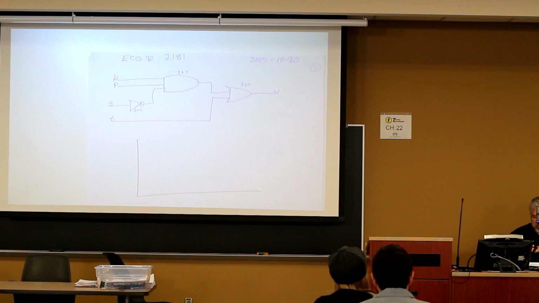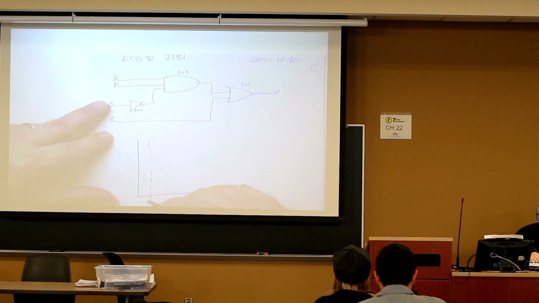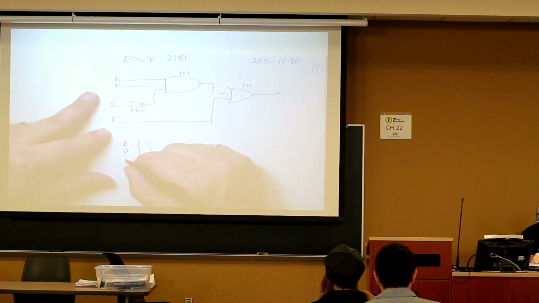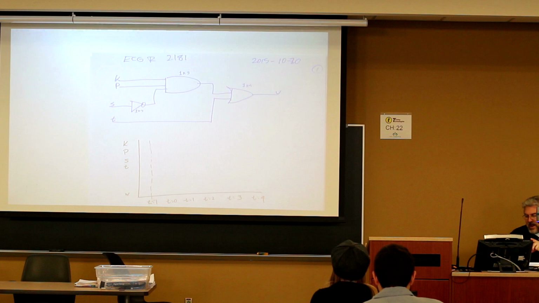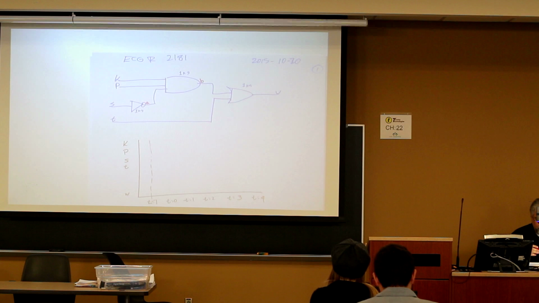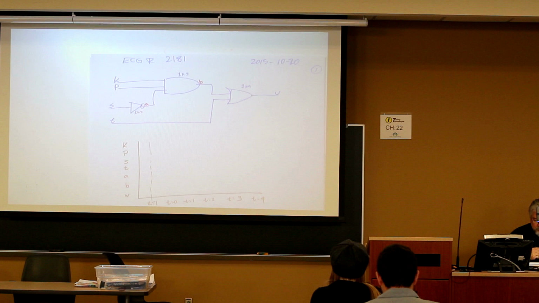So let's take a look at time equals negative 1, time equals 0, time equals 1, time equals 2, time equals 3, time equals 4, just for grins. We have the inputs of K, P, S, T. We have our output of W. And I am going to name the following. These are intermediate outputs, A and B. Now, let's assume that we started with the following.